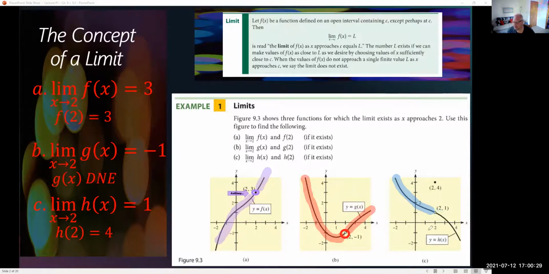So that's what we mean by approaches. As x approaches, y changes as well. And then likewise, we could say, okay, now what is actually f of, what actually is h of 2?